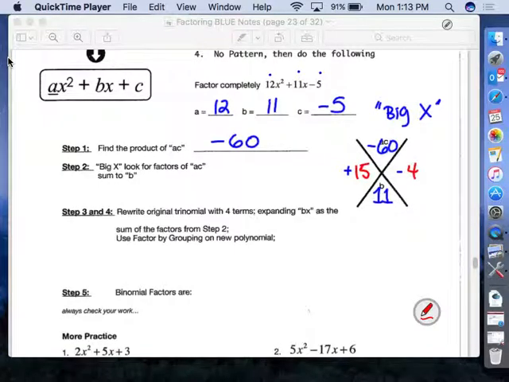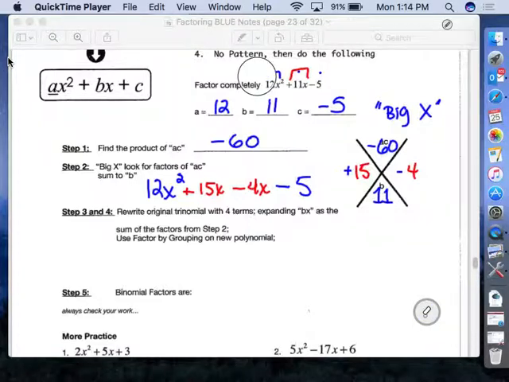The next step, you're going to take the original trinomial and you're going to rewrite it with 4 terms. So I'm going to start with 12x squared, which is the first term. But instead of writing 11x, I'm going to express 11x as 15x minus 4x. And then lastly, I'm going to end this with the negative 5 from the original problem. So I just want you to stop and recognize what just happened.